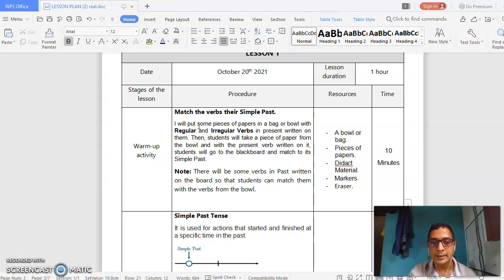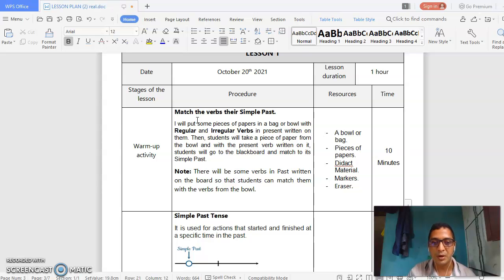As any lesson, guys, or any topic, they must have a warm-up activity just to encourage the students to participate actively in class, so that the teacher can know pre-knowledge from the students. So guys, the first activity is match the verbs with their simple past.